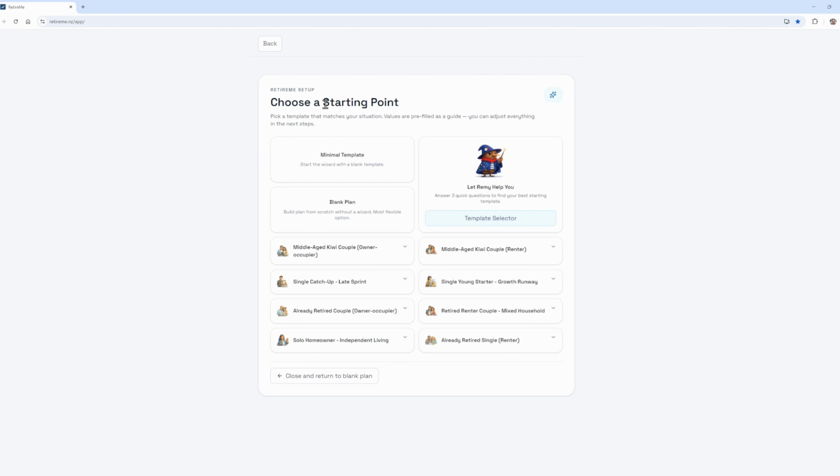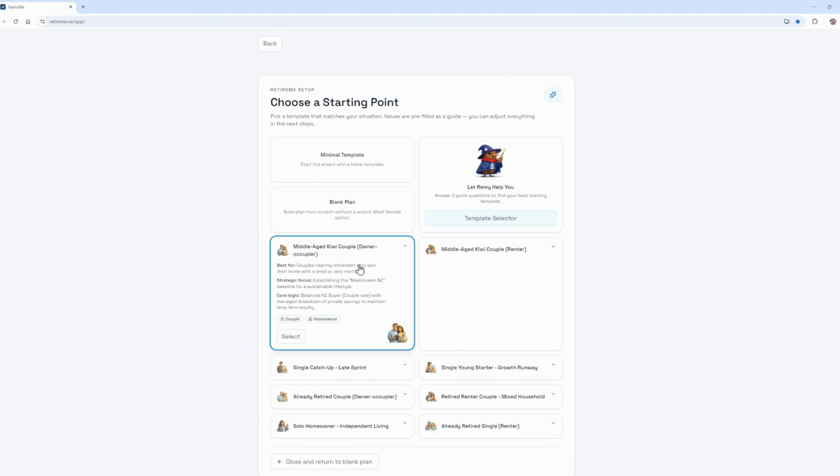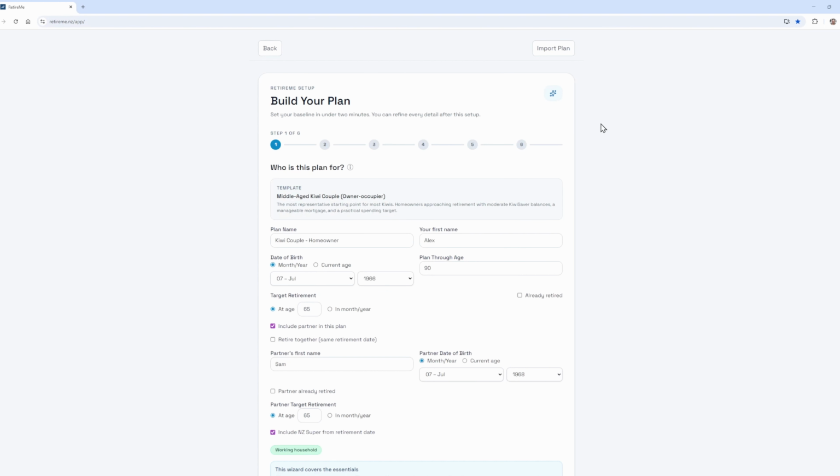So we'll choose a starting point. I'm going to pick the most likely candidate template, which is going to be a middle-aged Kiwi couple who own their own home and who are wanting to retire in the next 5 to 10 years and making sure that they'll have the right type of lifestyle. So we'll select that and just quickly run through the wizard to show you the ins and outs. So it comes populated already. All you have to do is adjust the details.